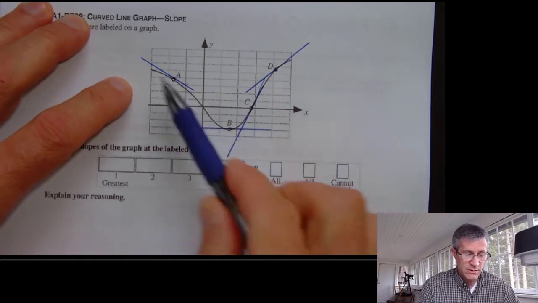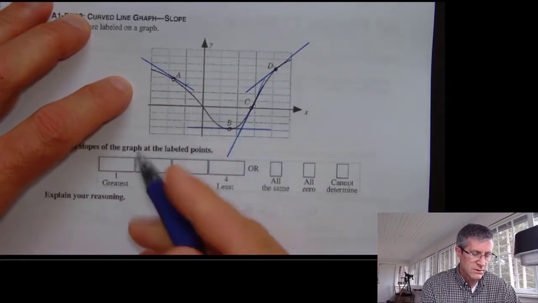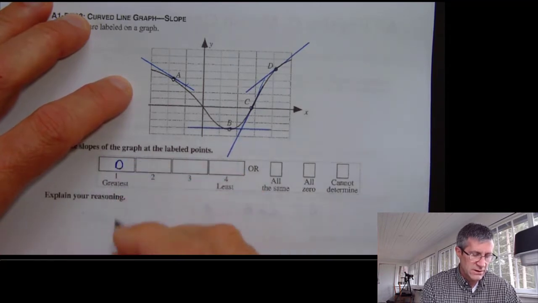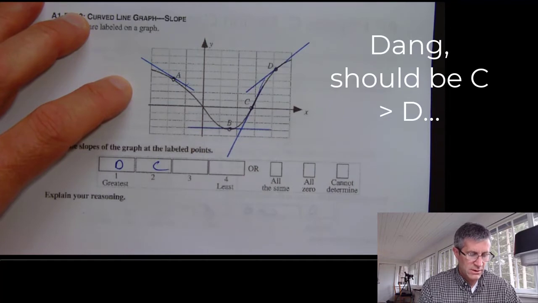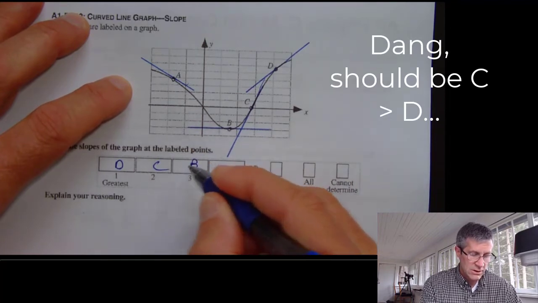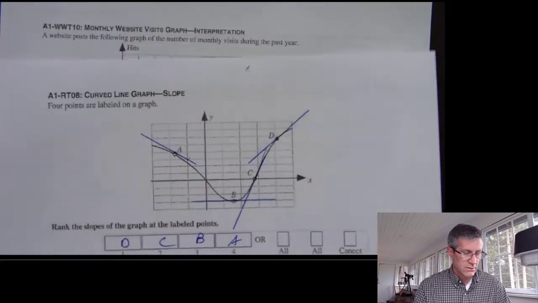So now I have the same problem. I'm going to rank the slopes. Again, I have a negative slope, positive slope. So I'm going to have D, which is going to be the greatest, followed by C. And then I'm going to have B, which is 0. And then A, negative, is going to be less than 0. So hopefully I came up with something that looks like that.